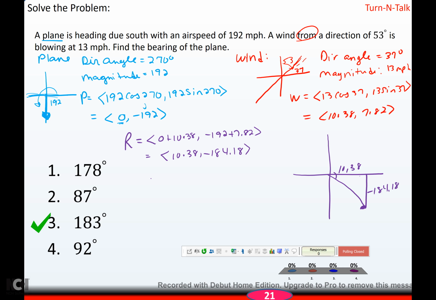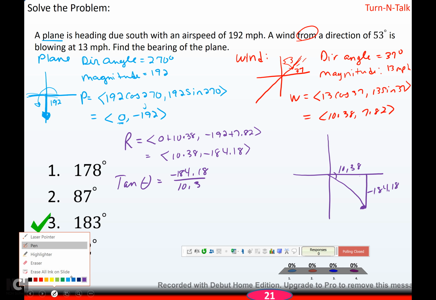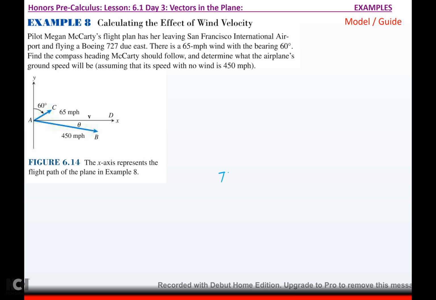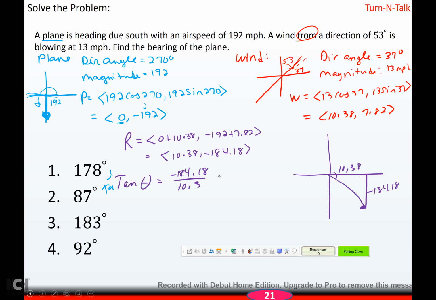So to figure out my theta, I can do tan theta equals opposite, negative 184.18, over adjacent, 10.38. And then if I kill tan with arctan, I get theta equals negative 86.77 degrees. But this is from X. So I draw that. Negative 86 would be somewhere down in here.